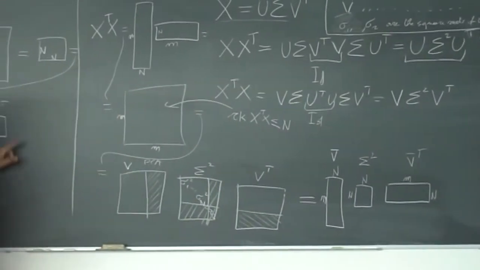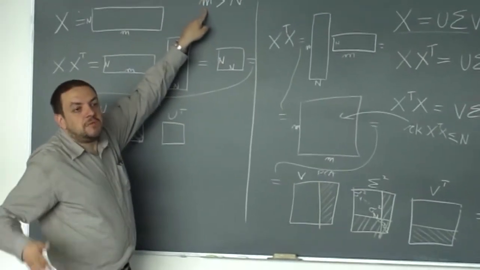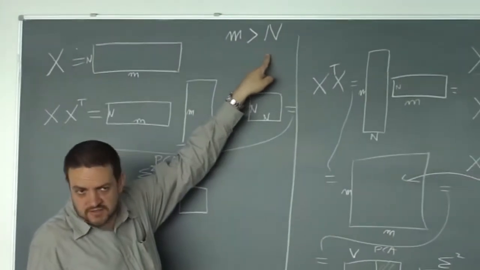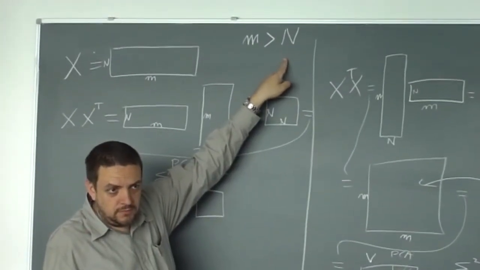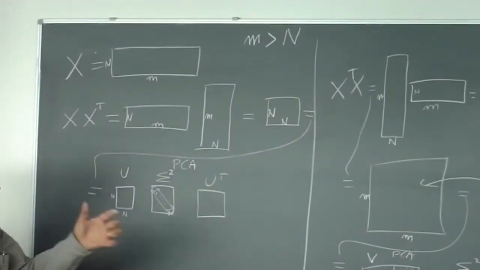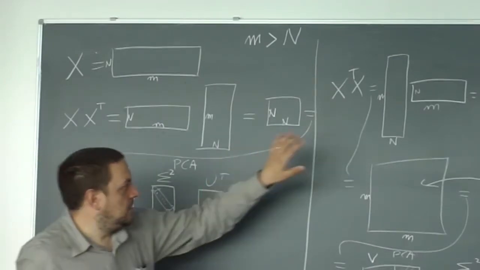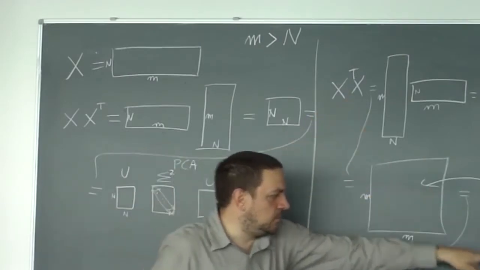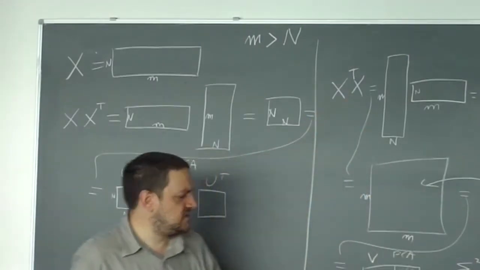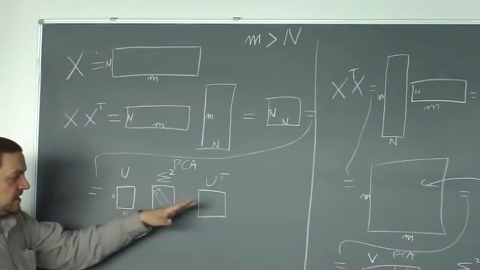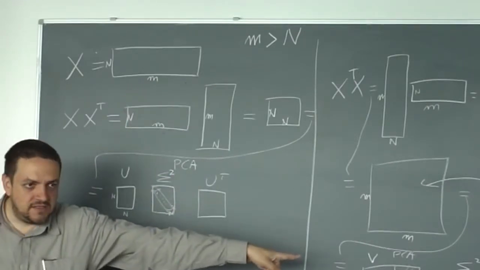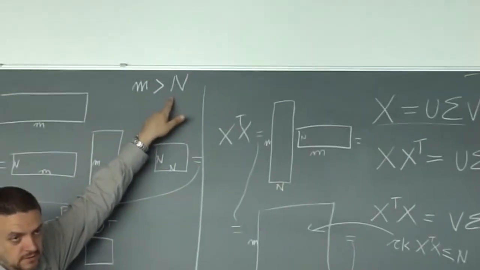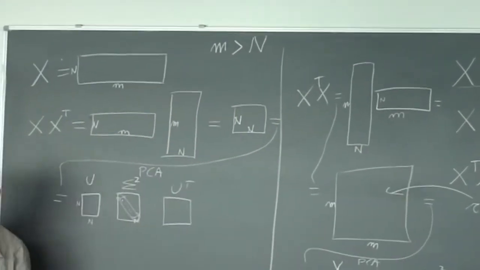Here, of course, I started by assuming that the number of columns is larger than the number of rows. Otherwise, the opposite would be true. This second PCA would find the smaller matrix. Here we would find the larger matrix, which we could cut exactly as in that case. So if m is smaller than n, then the two cases reverse.